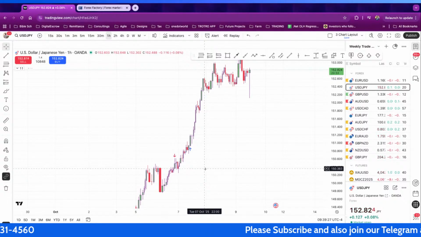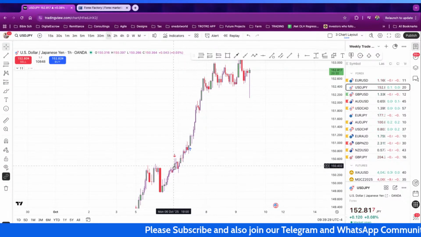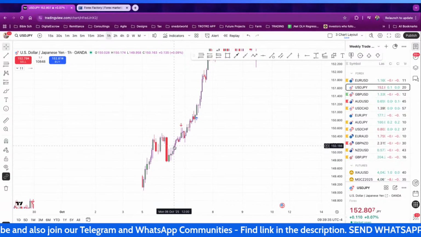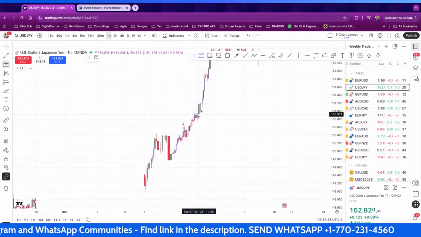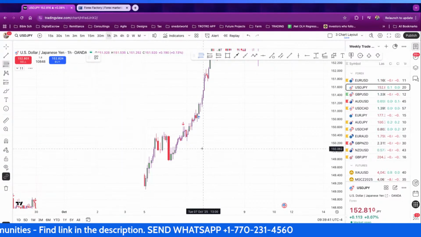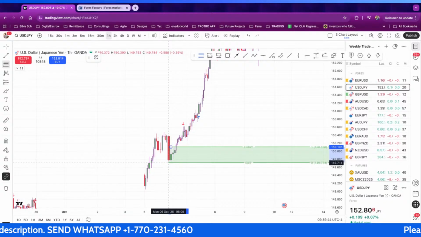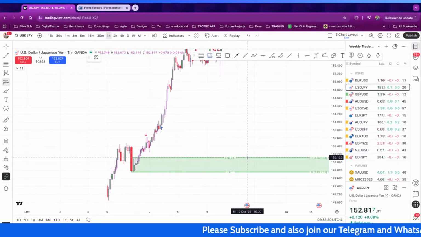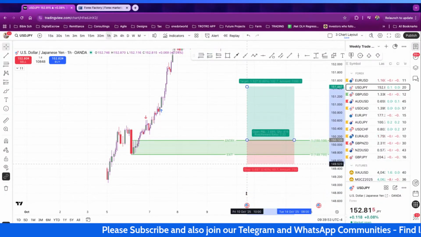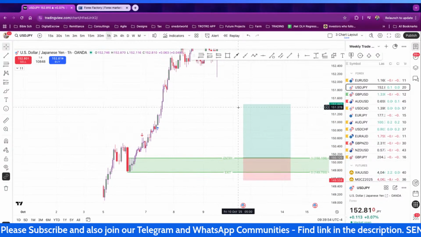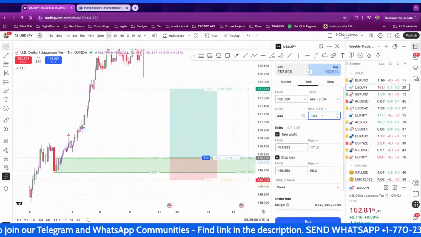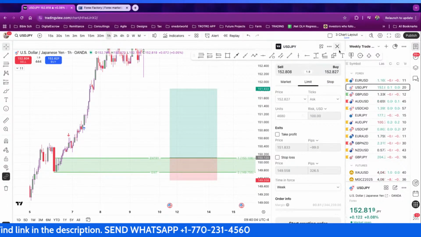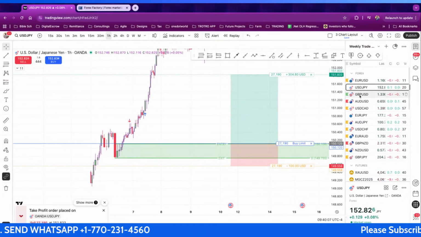So for USD JPY, for demand, I'm going to go right here. Guys, let me do this quick. I know the futures market is open. Let's run through this quick, and boom, that is done over here.